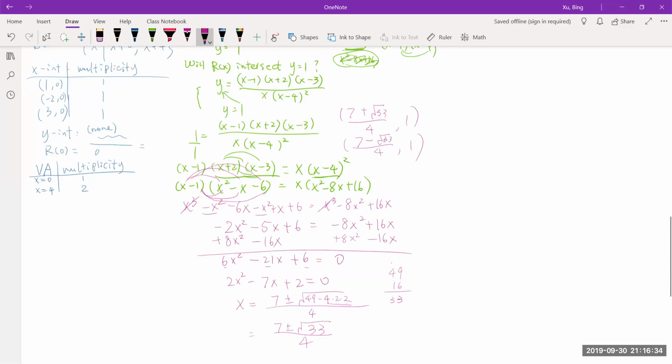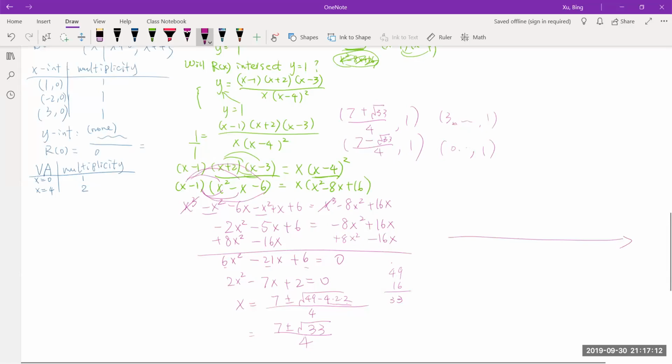I wonder what they are. Square root of 33, that's 5 point something, 5.5 maybe. So 7 plus 5 is 12, 12 divided by 4, 3 point something. And the other one is 7 minus 5.5 divided by 4, that would be 0 point something. Not sure what it is, but we're just roughly graphing it.